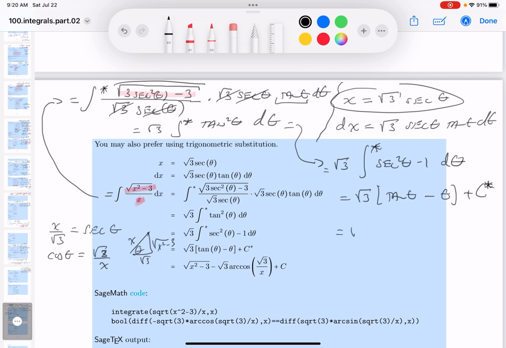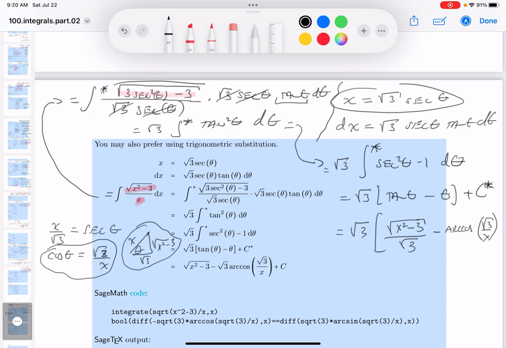Let's go for it. You get root 3. What's the tangent of theta looking at that picture? The square root of x squared minus 3 over root 3. Again, I'm looking at this picture over here. Minus theta. What's theta? Well, I'm going to use arc cosine, and that's going to be the arc cosine of root 3 over x, plus some constant of integration.